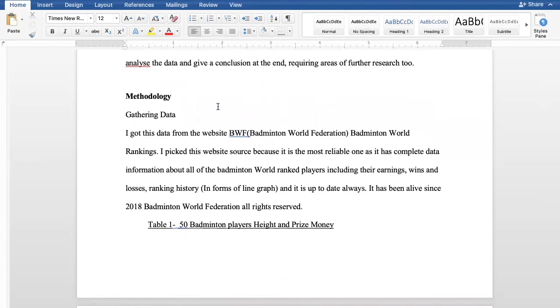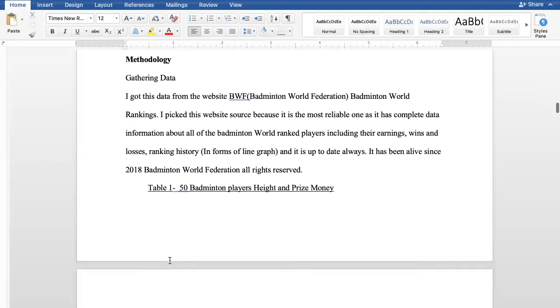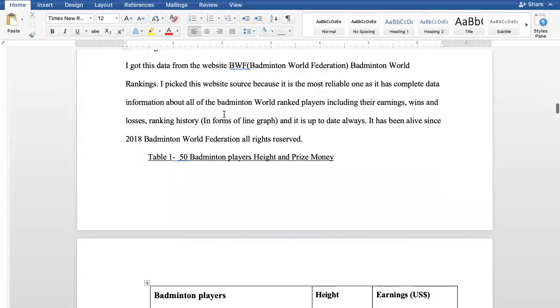Methodology, gathering the data. I got this from the website of this. So you have to put a citation underneath. Don't forget the page number as well. I picked this website source because it is the most reliable one, as it has complete data information about all of the badminton world ranking players, including their earnings, wins, and losses, and so on, in the form of line graphs. So if you mention line graph here, I think it would be better if you show it. Okay.